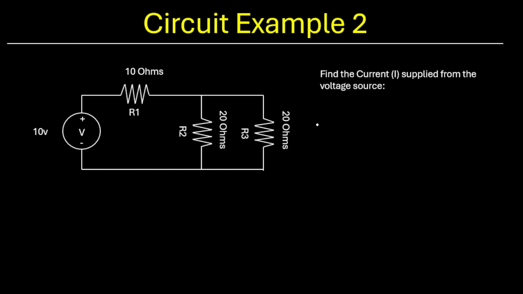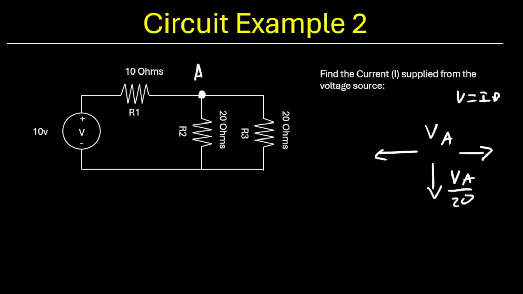Now here's our last one. Find the current I supplied from the voltage source. So we're going to use KCL here. Let's call this node A, VA. We've got current coming in, which I'll make negative here. We've got current going down, and we've got current going to the right. So the current going down, again using Ohm's law, is VA over 20. So V equals IR, divide by R. Get I equals V over R. Same for this guy over here, VA over 20.